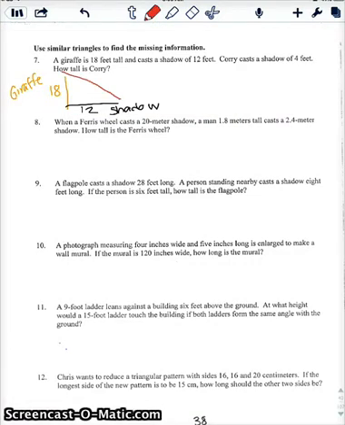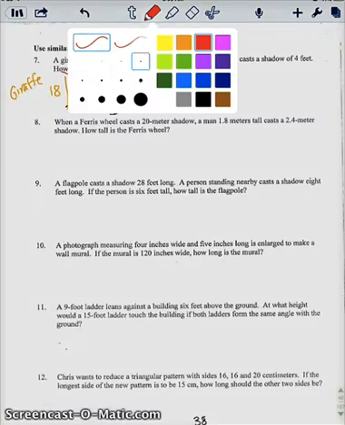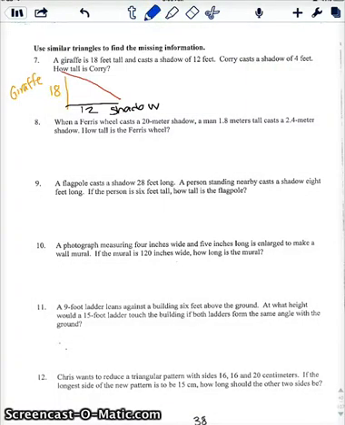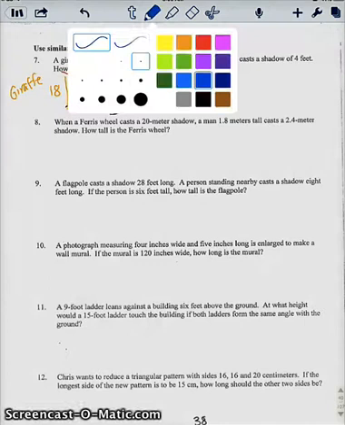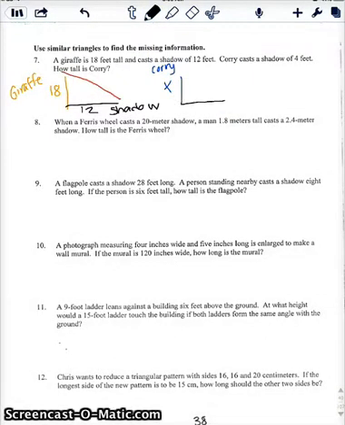We're going to do the similar thing with Corey. So Corey, he's going to be represented with this blue line. We don't know how tall he is, so I'm going to label it Corey, and I'm going to label it X. We don't know how tall he is. But we do know that his shadow is 4 feet, and that's the shadow. Again, I'm going to connect the lines to create a similar triangle.